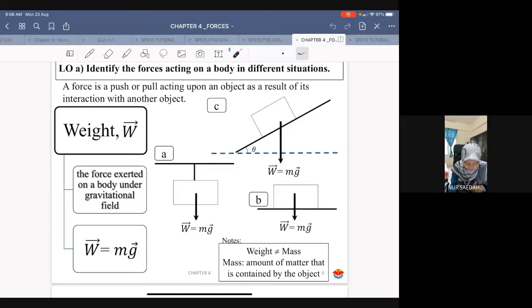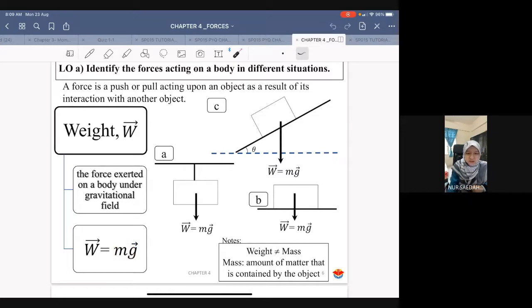Okay, so you have to know that weight is not equal to mass. It's not the same with mass kan. Weight tu adalah mg lah. Maksudnya weight adalah mass times gravity. So mass tu dia mass sahajalah.